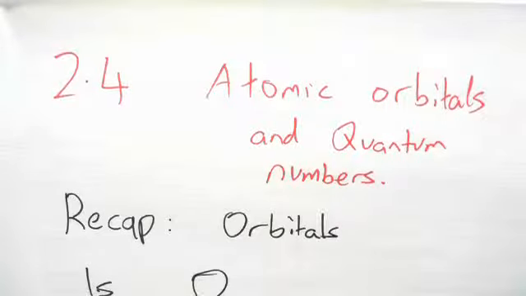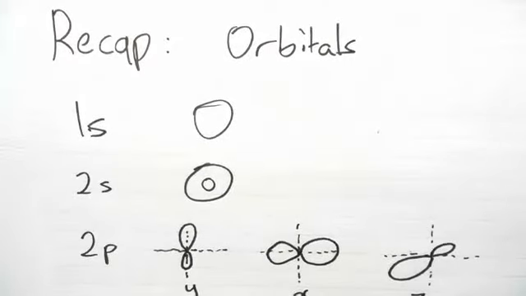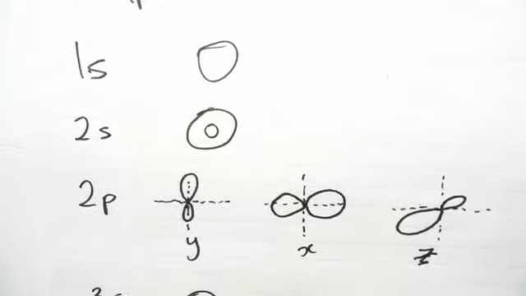Okay, so this is part 2.4 of the chemistry series. So we're talking about atomic orbitals and quantum numbers. So just to recap, in the last video we talked about atomic orbitals, which are sort of the areas that the electron is probably going to be in.